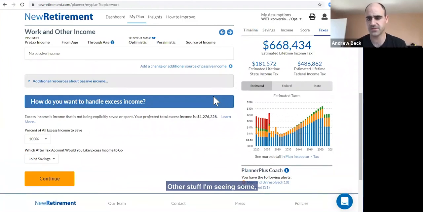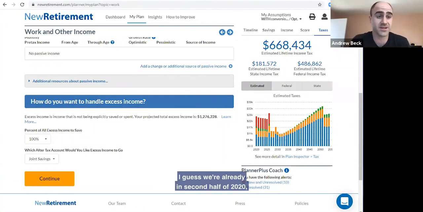Other stuff, besides the questions on scenarios side by side, yeah, we're absolutely going to do that. Totally going to do that. I think it's a no-brainer. I'm excited to build that. Probably looking at the second half of, I guess we're already in the second half of 2020.